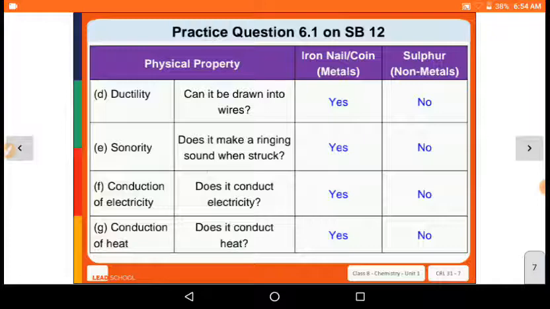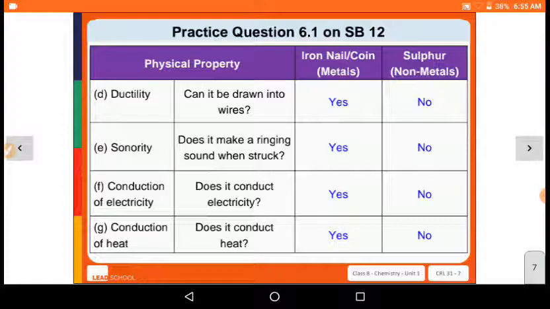Ductility is when we convert the metal into small thin wires. If we convert a coin into wires, that is possible, but sulfur is soft, and that is why it is not converted into small wires. Then sonority means a ringing sound that is made by the object, like a ringing bell in the school. If we drop a coin, it will make a ringing sound, but sulfur will not.